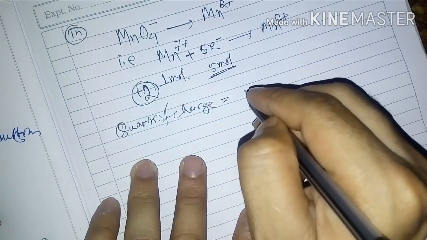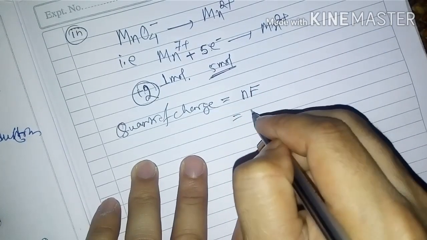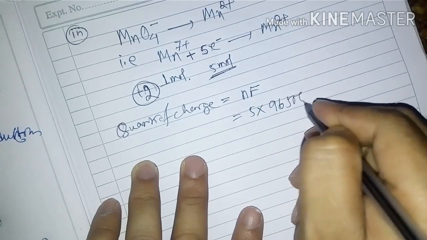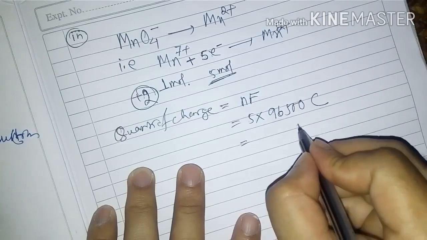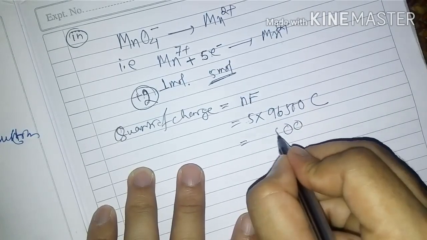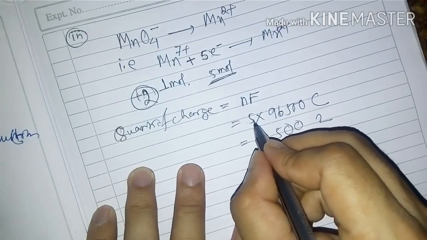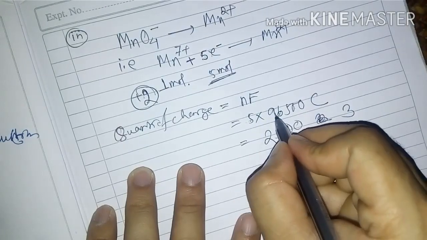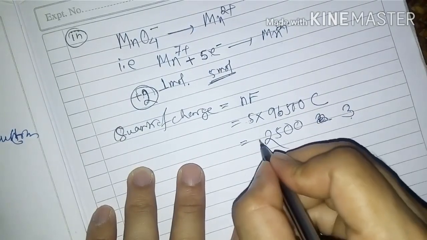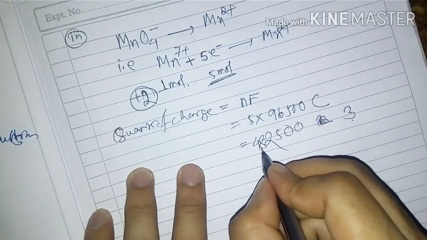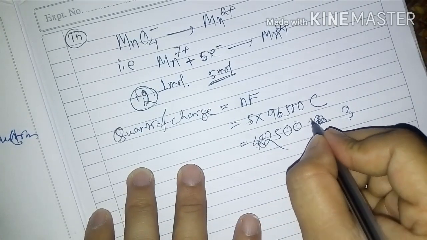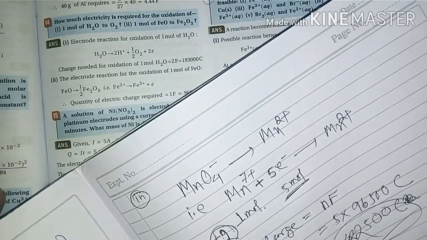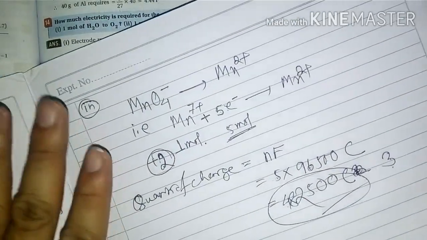So for Mn7 plus, how much? nF. The n value is 5, and the F value is 96,500 coulomb. Now you can multiply: 5 times 96,500 is 482,500 coulomb. Understood? So this question is over, I think. Yes, over. Very easy and very important one.